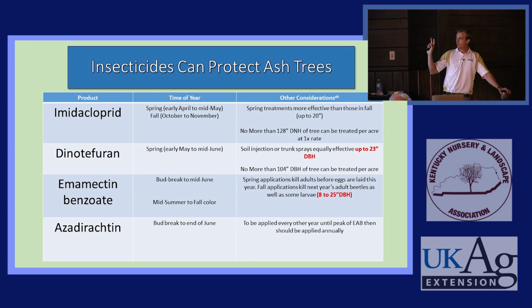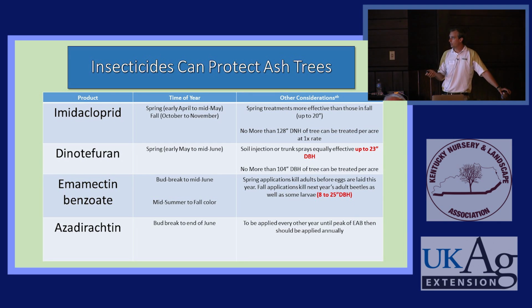So like I said, dinotefuran only takes about 15 days to go from soil to the leaves, and if you do a bark spray, it's even quicker. So if you're using the neonics and you're trying to manage this pest, and say it's early May and you're overwhelmed with something else and you just can't get to treating the trees, you can go ahead and use dinotefuran and still hit that adult flight period.